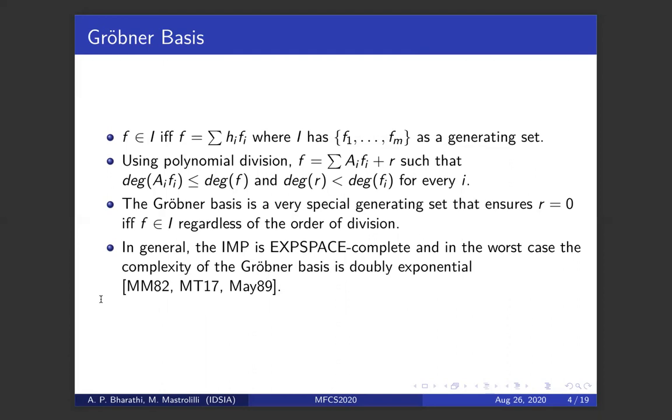However, the remainder isn't unique and depends on the order of the divisors. So it is possible that f belongs to the ideal and we have a non-zero remainder. This is where the concept of Grobner basis comes in. A Grobner basis is a special generating set that ensures a unique remainder. So the remainder polynomial r is 0 if and only if the input polynomial belongs to the ideal. In general, though, the IMP is EXPSPACE-complete, and as a consequence, the complexity of the Grobner basis is doubly exponential in the number of variables in the worst case.